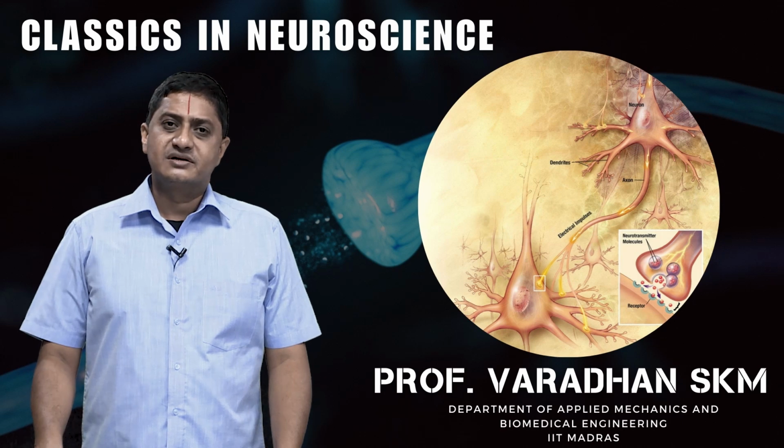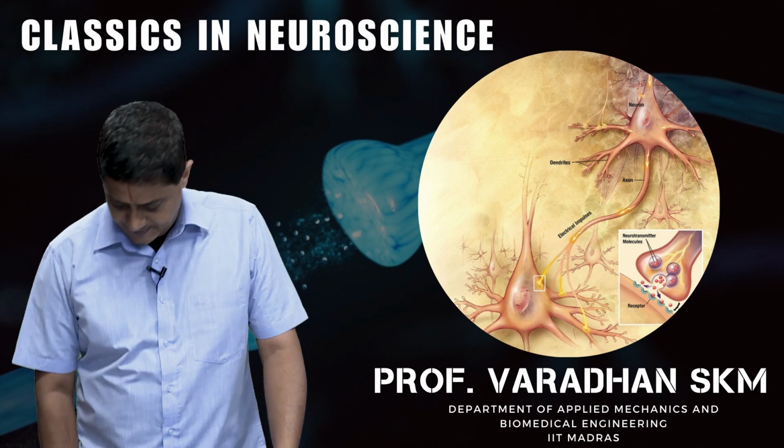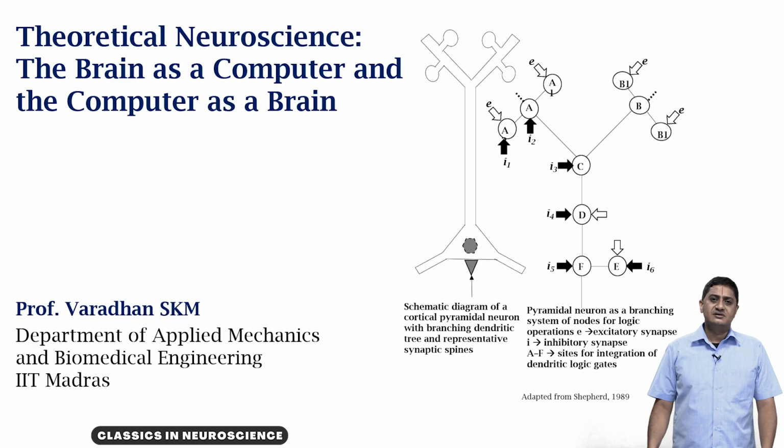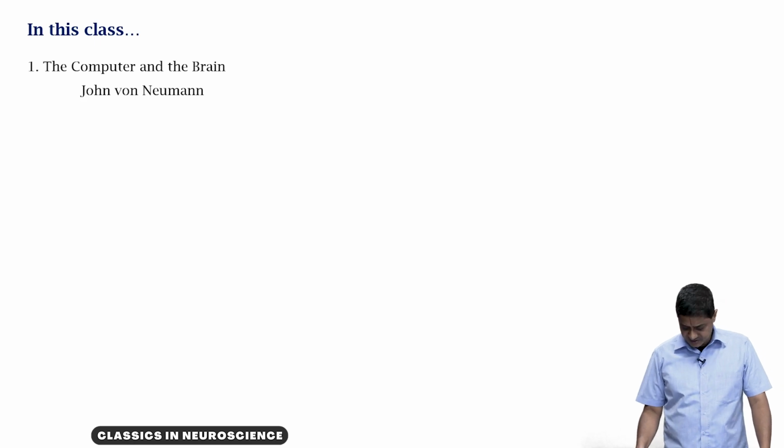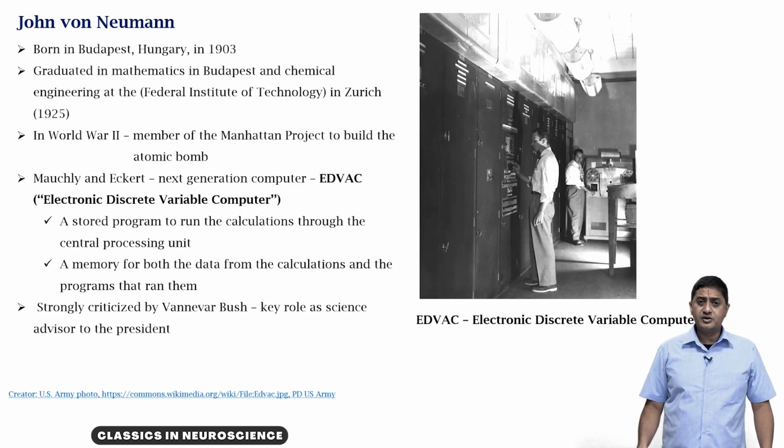Welcome to this course on classics in neuroscience. In this series of videos, we are looking at the development of theoretical neuroscience and how we can consider the brain as a computer and the computer as a brain. In this video, we will look at the phenomenal contributions of John von Neumann to this field of computing. John von Neumann was born in Budapest in Hungary in 1903.